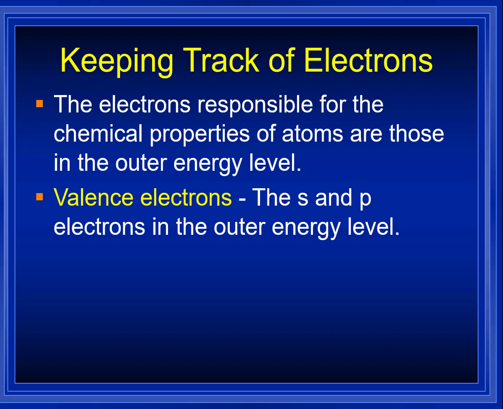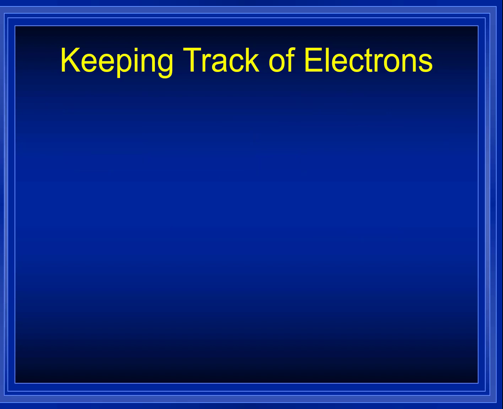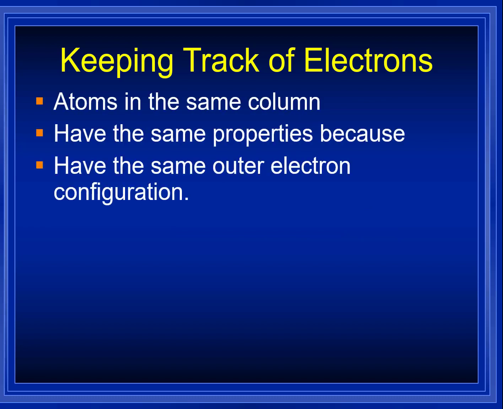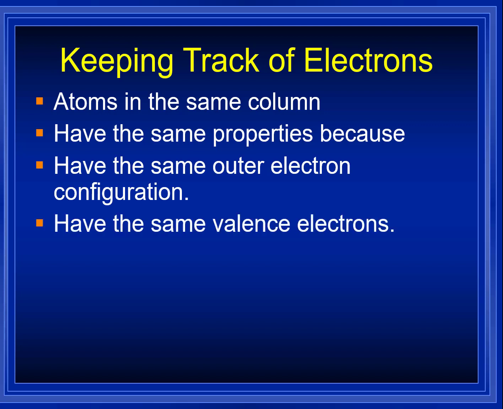And we need to be able to find the number of valence electrons. We could write out the whole electron configuration, but remember there was an easier way. Atoms in the same column have the same properties because they have the same electron configuration, which means they have the same valence electrons. That was one of the big ideas we got to last chapter. The outside electrons do everything, right?